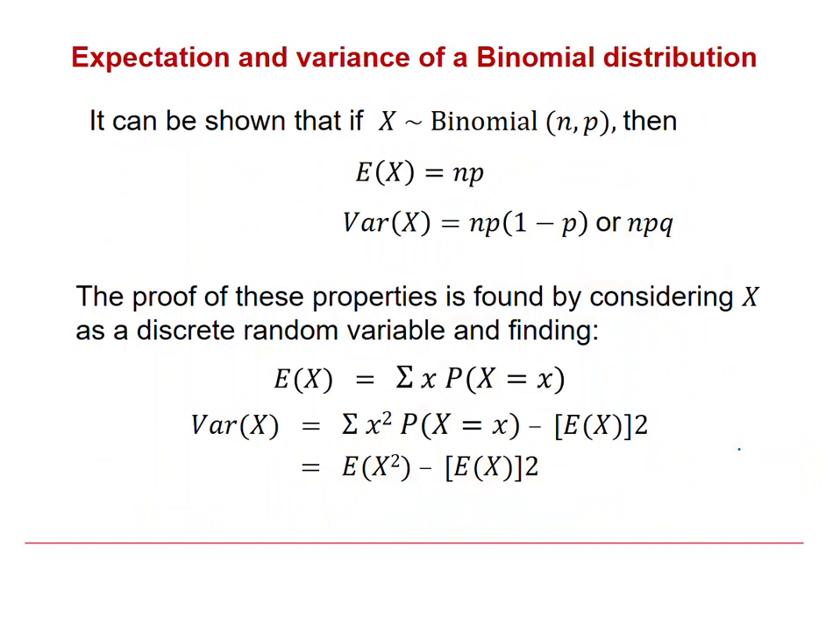It can be shown that this is true for all binomial distributions. Note that q is often used to represent 1 minus p. If you want to prove this for yourself, you need to treat the binomial distribution as a standard discrete random variable and use its formula for finding probabilities along with these here.